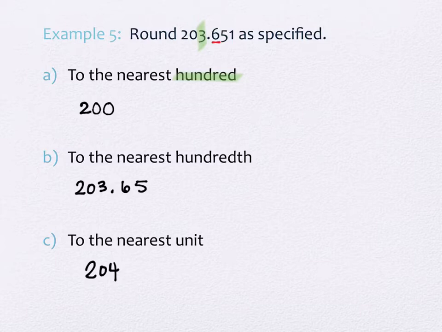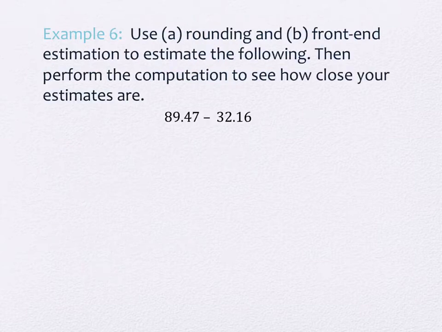All right, we're going to see the front-end estimation come into play on example 6. On example 6, these are like verbatim directions off of some of the problems you're going to be taking a look at. They just tell you to use A, rounding, and B, front-end estimation to estimate the following, and then actually do the problem, like perform the calculation and see how close your estimates are.